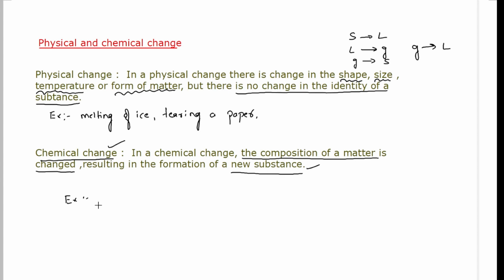See here, I will give some simple examples. Formation of curd from milk is an example for chemical change. Milk is different and curd is different. When you take some warm milk and put a few drops of curd into it, when you leave this milk for a few hours like 6 to 7 hours, then this milk is converted into curd.